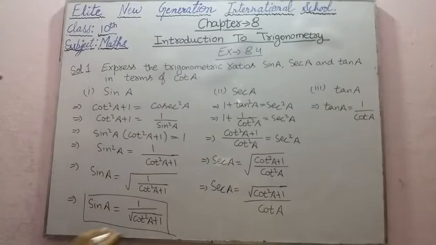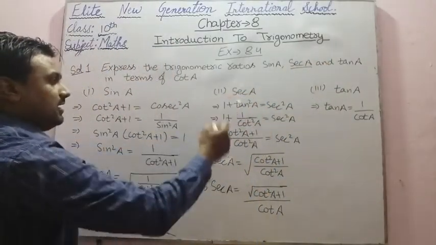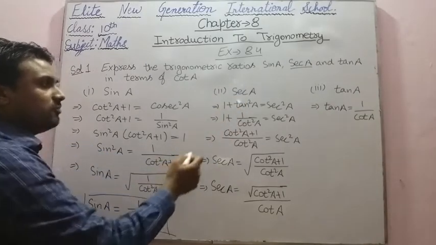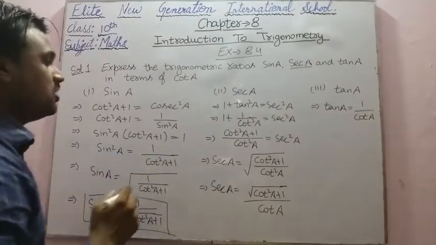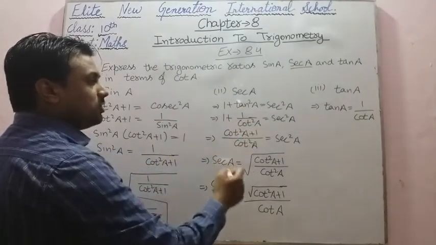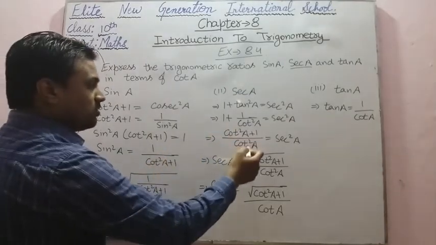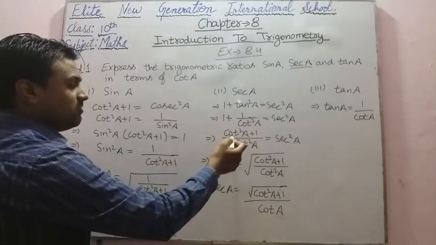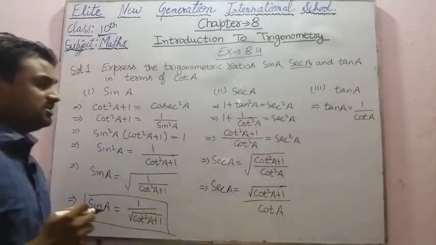Now after this, in the second part we have to convert sec A. So for sec A, we use the formula 1 plus tan square A equal to sec square A. In place of tan square A we can write 1 upon cot square A, equal to sec square A. Now by taking LCM, it will be cot square A plus 1 upon cot square A equal to sec square A.